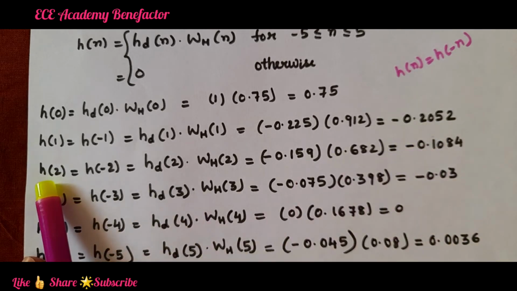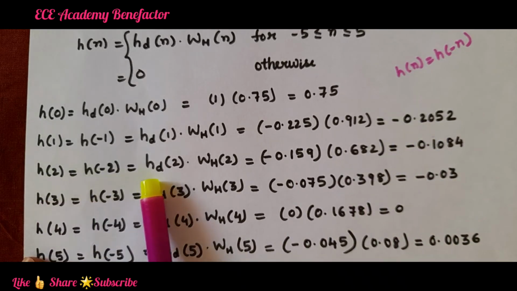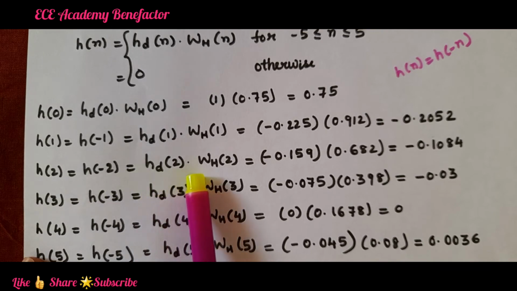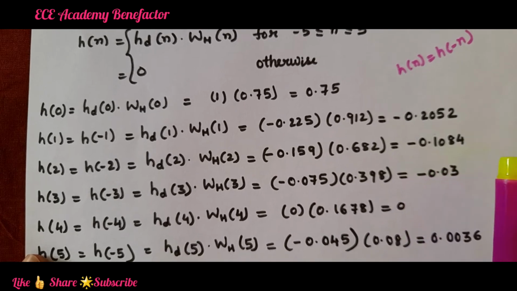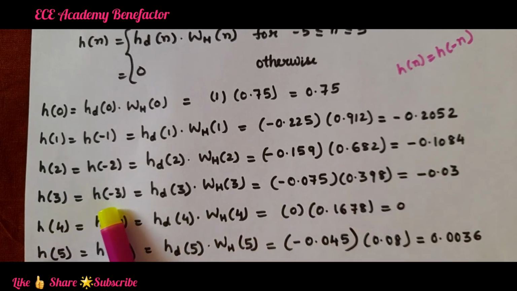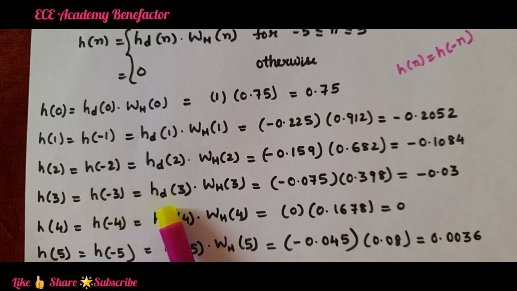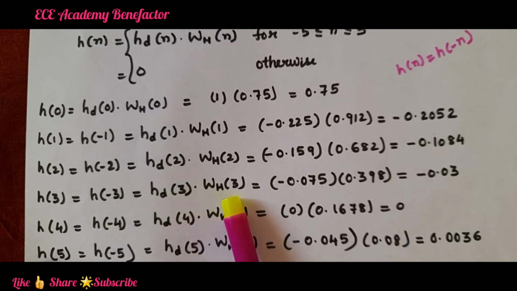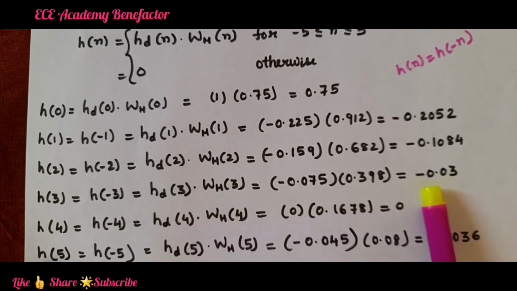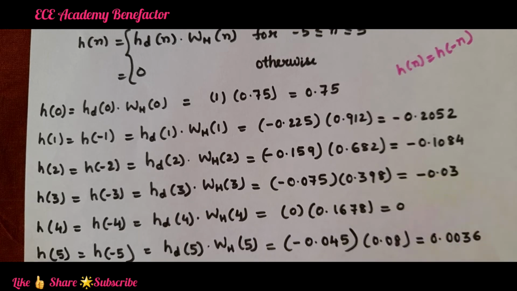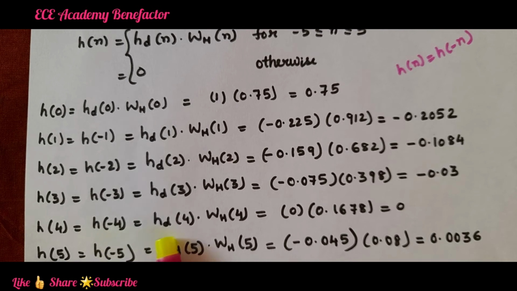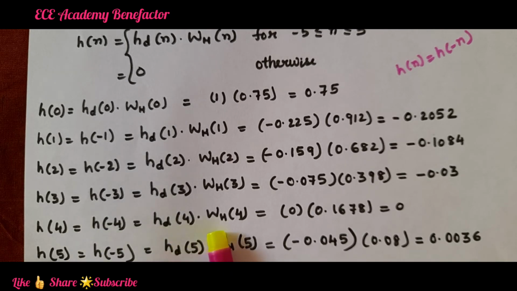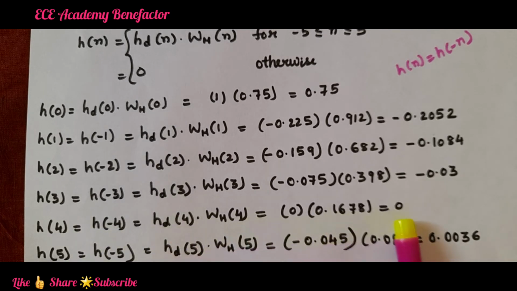0.2052. H of 2 is equal to H of minus 2, which is HD of 2 times WH of 2, coming to minus 0.1084. H of 3 is equal to H of minus 3, which is HD of 3 times WH of 3, coming to minus 0.03. H of 4 is equal to H of minus 4, equal to HD of 4 times WH of 4, coming to 0.